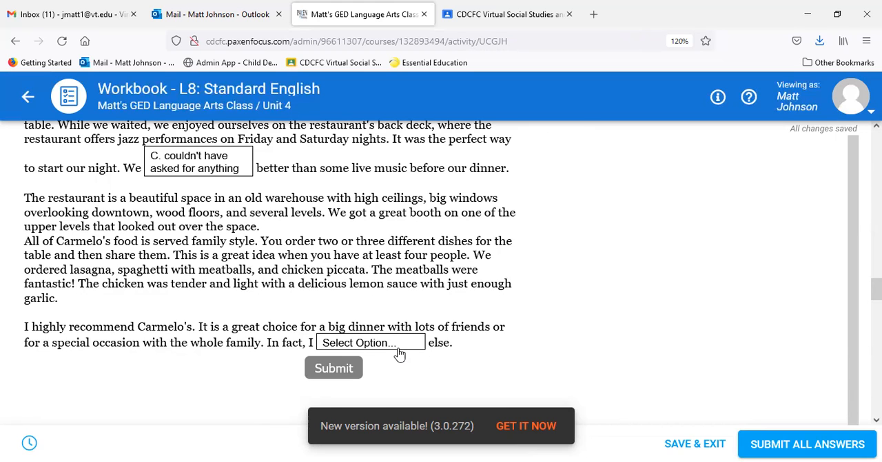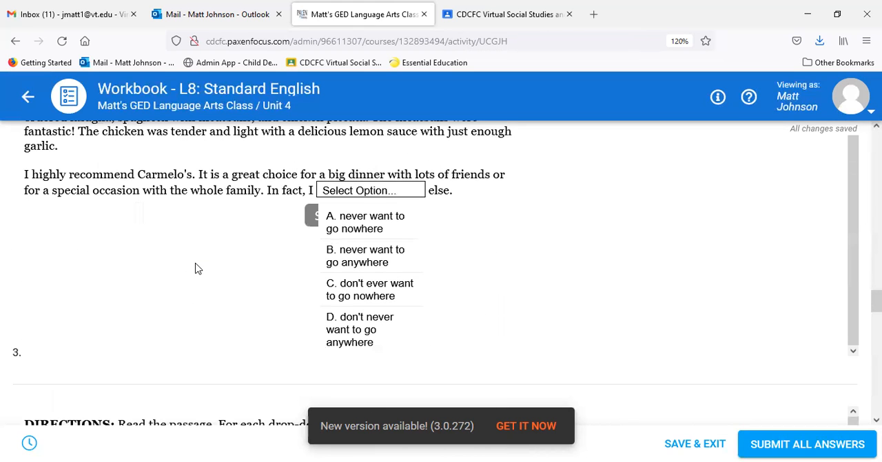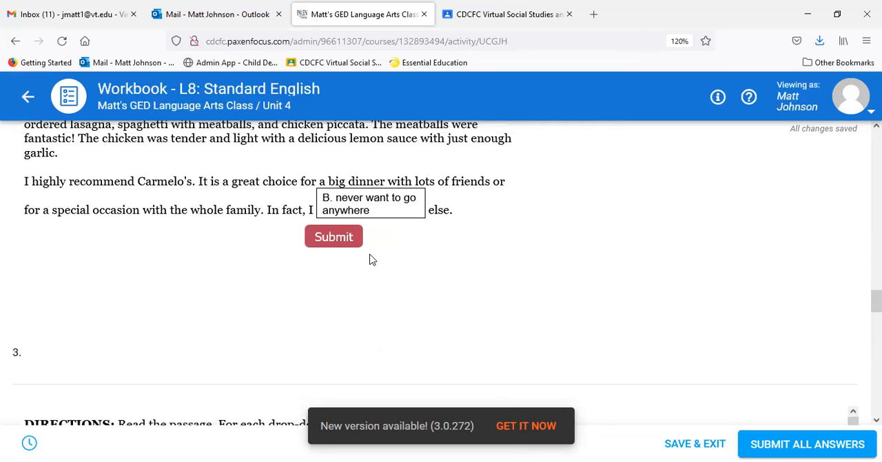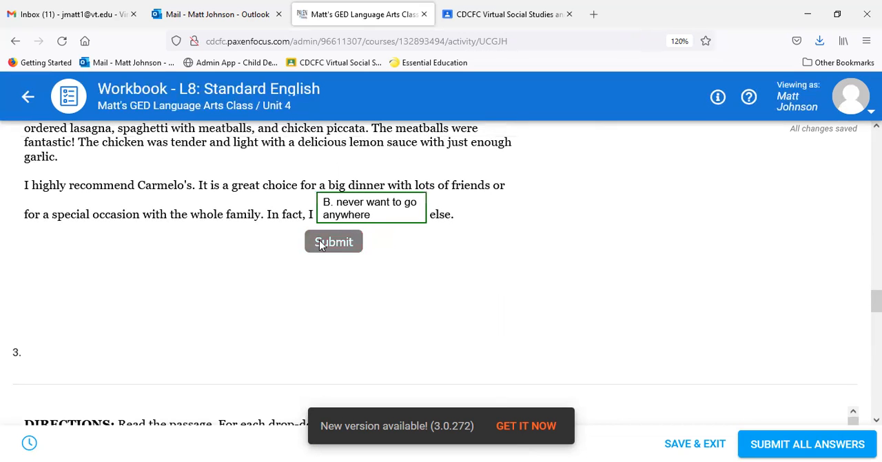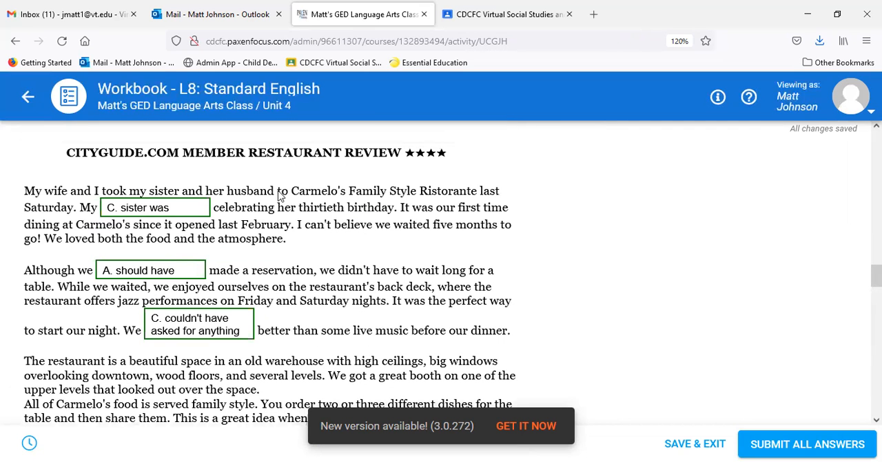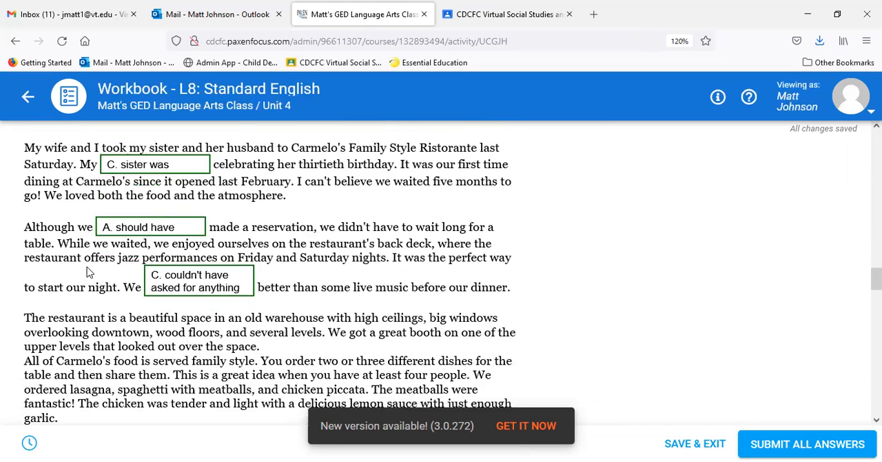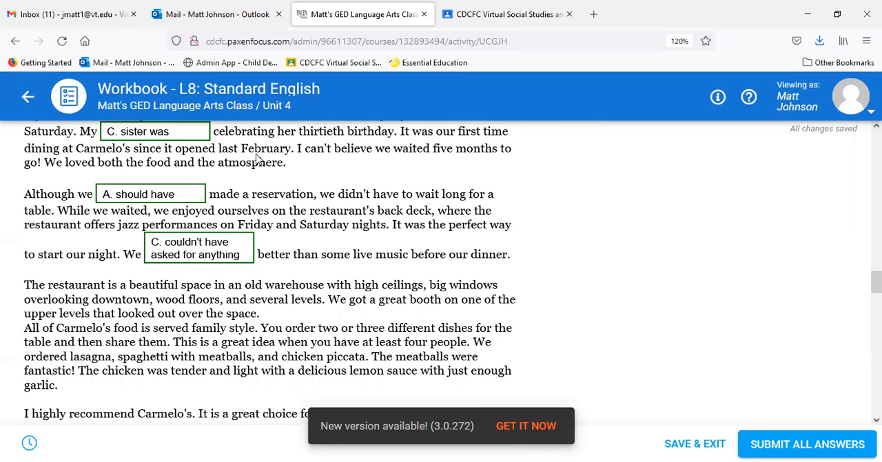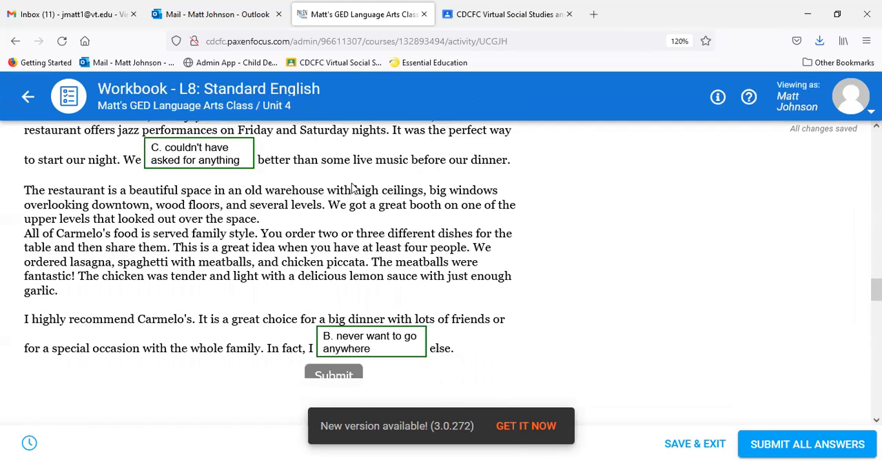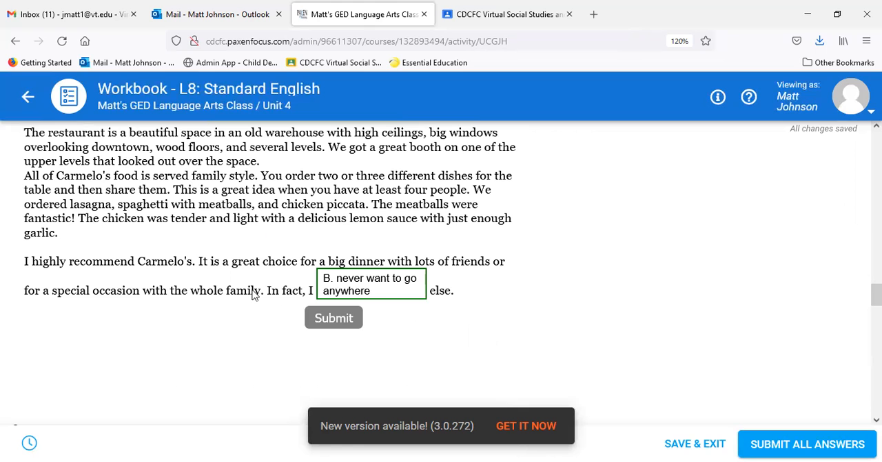In fact, I blank else. Christiana. B. B, I never want to go anywhere else. Avoiding the double negative, right? So we had sister was, we eliminated any unnecessary pronouns there. Should have, thinking about sounding things out, not falling into should to, shoulda, that idea. Couldn't have asked for anything, avoiding a double negative, and never want to go anywhere. Again, avoiding the double negative.